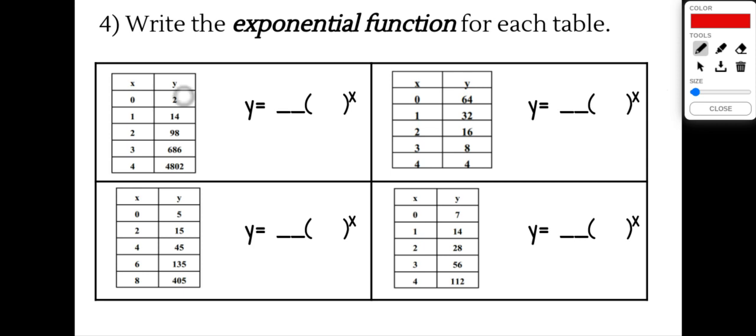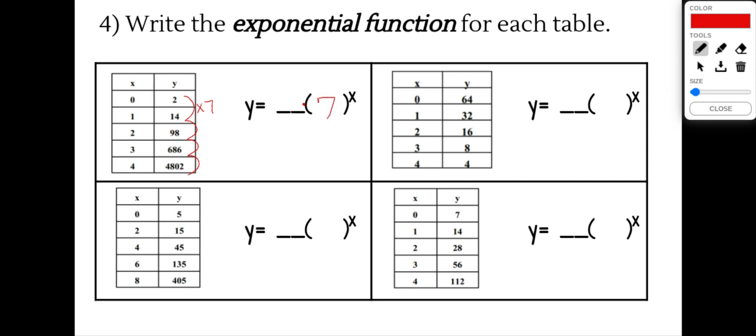So I'm going to look at the y, and I want to look for that factor of change. What are we multiplying by? So 2 times 7 is 14. 14 times 7 is 98, times 7 times 7 times 7. So that's my multiplier. So remember, this is what we're multiplying by right here, times 7. That's where that factor of change goes.